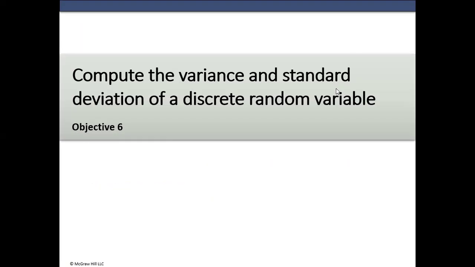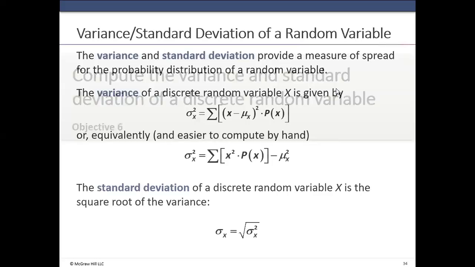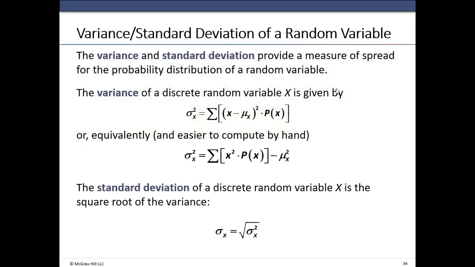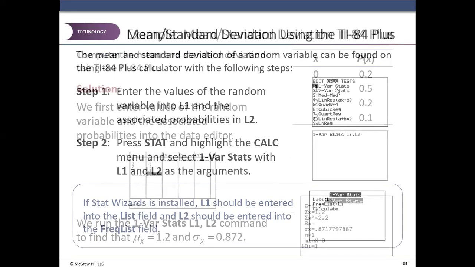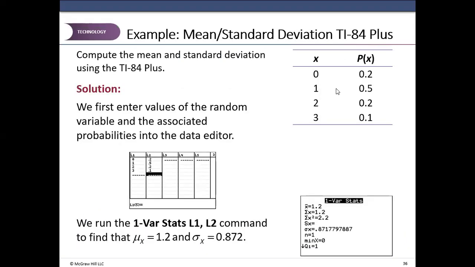Compute the variance and standard deviation of a discrete random variable. So this is the formula. Remember, the variance is the square quantity. It is the square of the average distance away from the mean. That's why inside the parenthesis you have x, which is the number, minus the mean, and you square it, multiplying with the probability. Standard deviation is the square root of the variance.